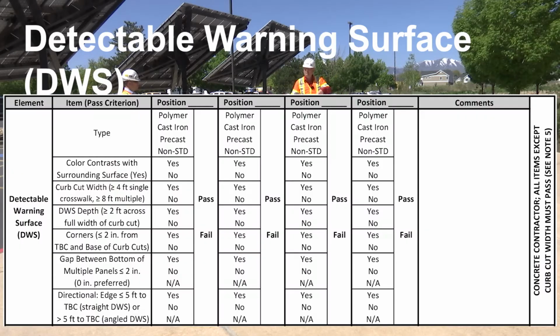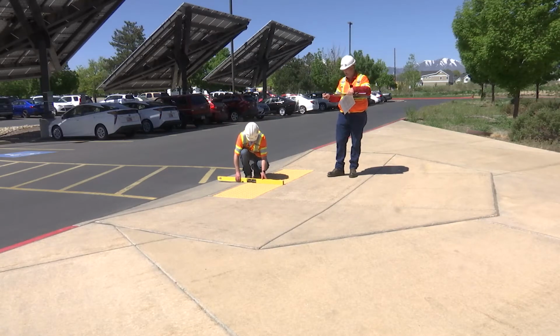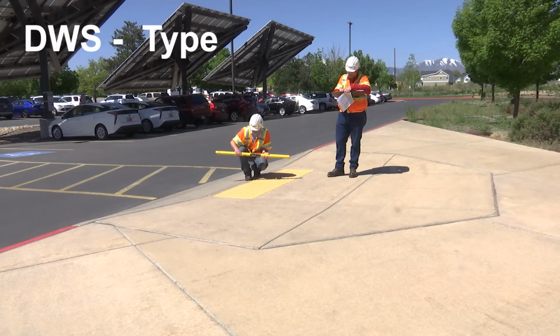Next on our C170 is the detectable warning surface. There are a few things that we check here: the type, the color, the curb cut width, the depth of the detectable warning surface, if it's within 2 inches of the top back of curb or 2 inches of the base cut, if there are any gaps in the panels, and if it is directional or not. First we check the type of the detectable warning surface. Here we have a polymer surface, so we'll circle polymer.